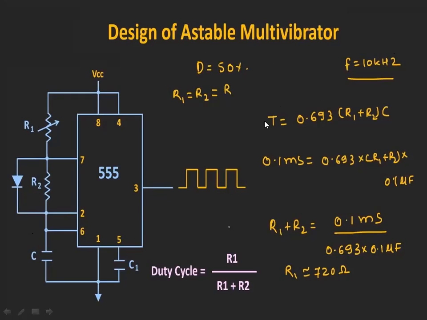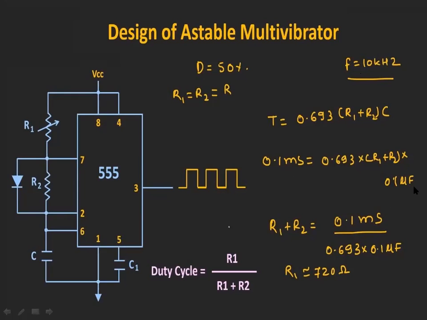For obtaining the time period, as we have seen in the time period formula, T is equal to 0.693 into R1 plus R2 into C. From the frequency we can calculate the time period: F is equal to 1 by T, so T is equal to 1 by F. So 1 by 10 kilohertz is equal to 0.1 milliseconds. So 0.1 milliseconds is equal to 0.693 into R1 plus R2 into C.